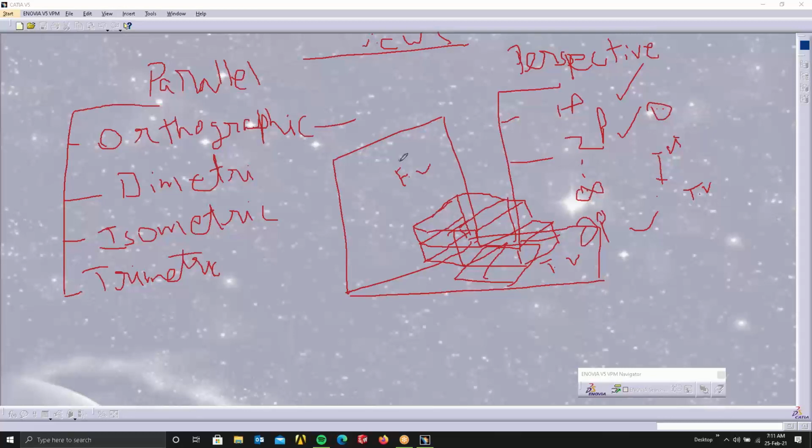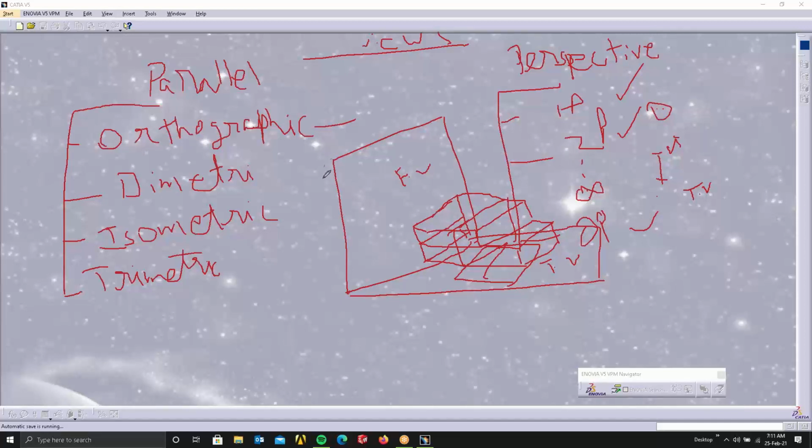So basically there are two different types of views. One is parallel view and one is perspective view. In parallel view we have orthographic view, dimetric view, isometric view and trimetric view. And in perspective we have 1 point, 2 point and it goes on. Then we have 0 point perspective view. So these are different types of perspective view.